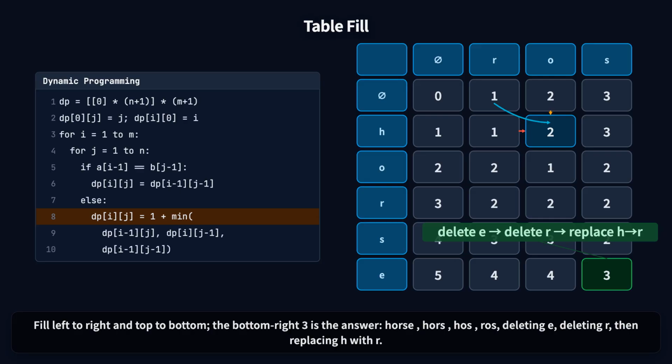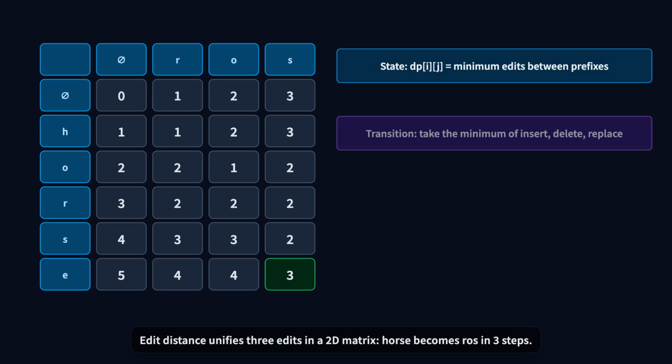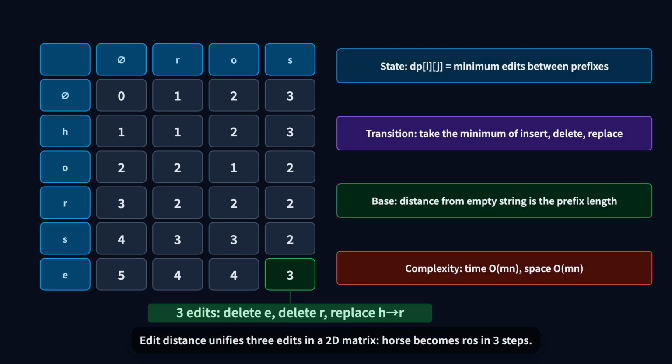Horse, horse, hos, ros. Deleting E, deleting R, then replacing H with R. Edit distance unifies 3 edits in a 2D matrix. Horse becomes rose in 3 steps.